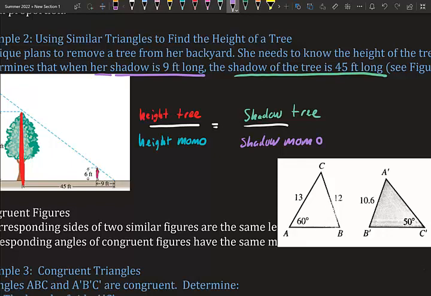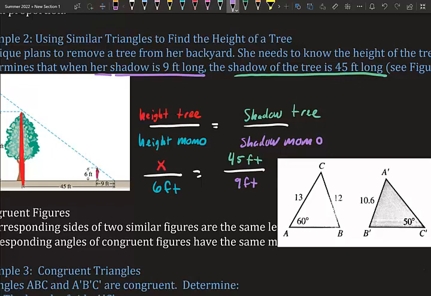So let's go ahead and plug in our numbers. We don't know the height of the tree. We know the height of Monique. She's 6 feet tall. She's not really. She's like 5 foot, which is funny. And it's going to equal the shadow of the tree. The shadow of the tree is 45 feet. And the shadow of Monique is 9 feet.